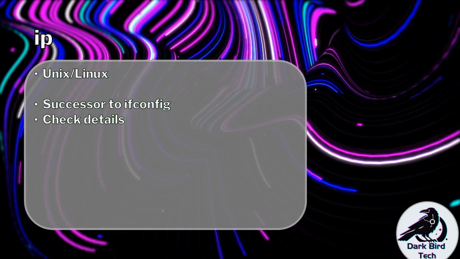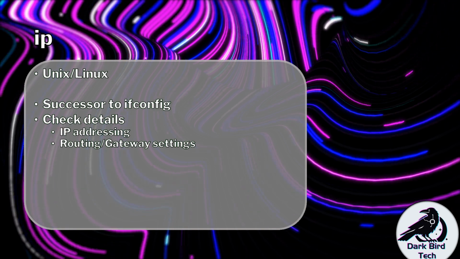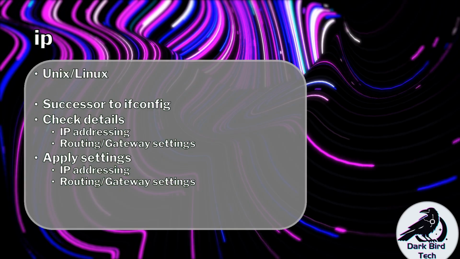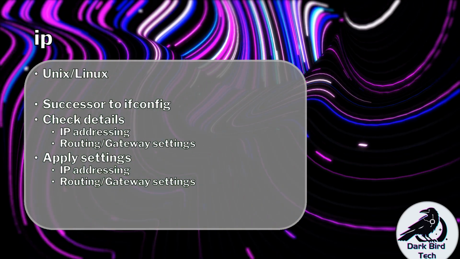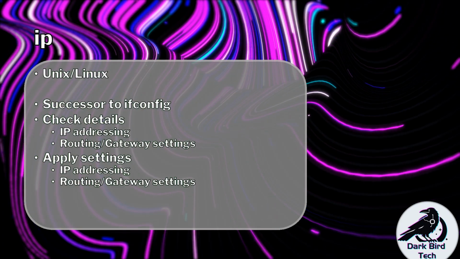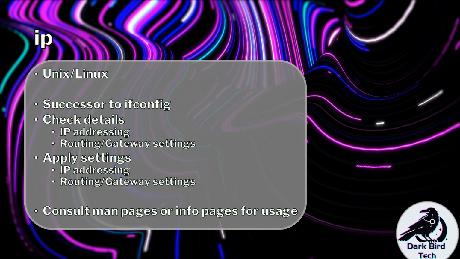Again, in Unix and Linux, it's meant to be the successor to ifconfig. You can use it to check details for IP addressing and your routing or gateway settings, as well as apply the settings for IP addressing, routing, and gateway settings. And again, because there are so many things you can do with this command, it's probably going to be easier for you to check out the man pages or info pages for this command.